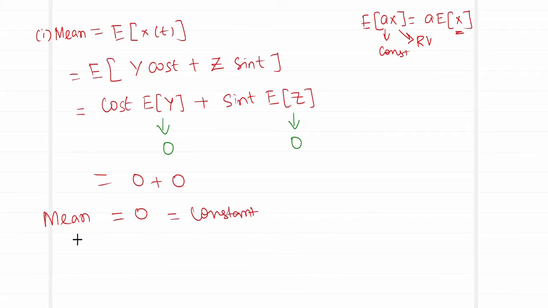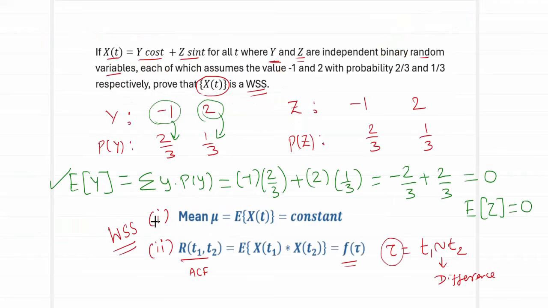Hence what we have proved? The mean of the random process is a constant. So over here my criteria 1 is proved. Mean has been proved as constant. What is the second thing I need to prove? I need to prove R of t1, t2 must be a function of tau. So we will try proving the second part.